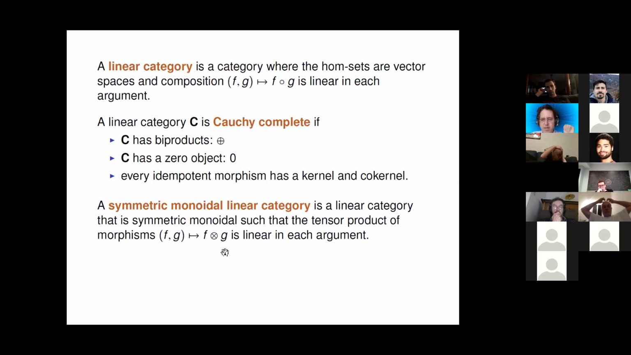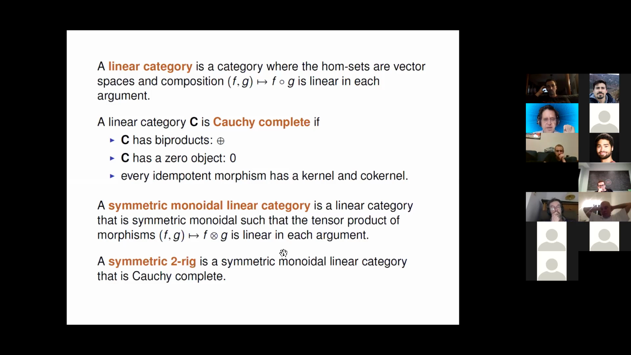Okay, now we're going to blend the addition and the multiplication. So a symmetric monoidal linear category is a linear category that's also symmetric monoidal. And then the tensor product of morphisms should be linear in each argument. So that's combining the linearity and the symmetric monoidal. And then finally, a symmetric tworig is a symmetric monoidal linear category that's also Cauchy complete.